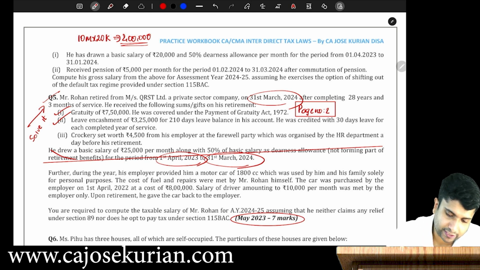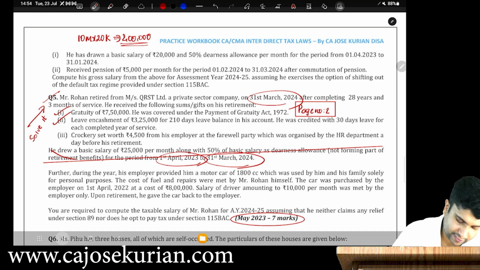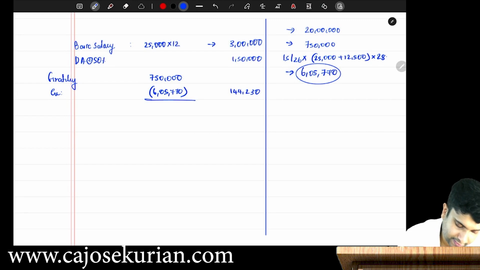So we'll do one thing, we will compute the leave encashment. First of all, let's write it down. How much is the leave encashment amount? 3,25,000 is the total amount. Now, from that you can deduct what? The exemption. And how much is the exemption?